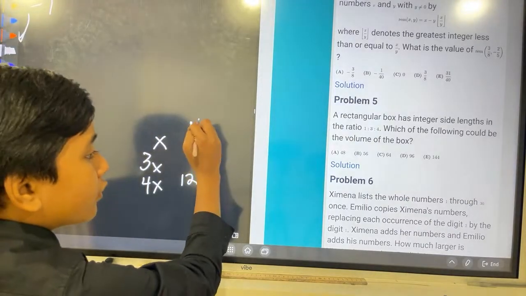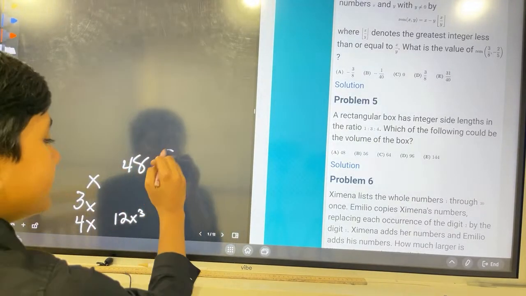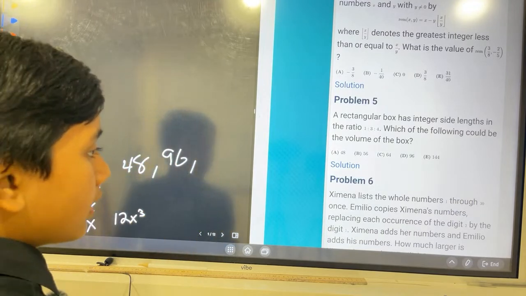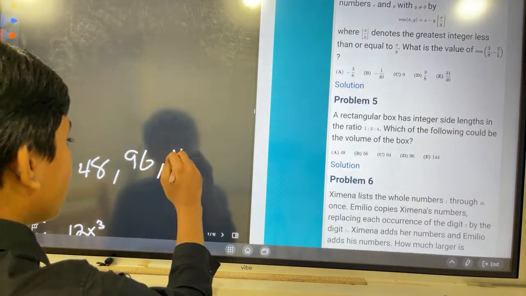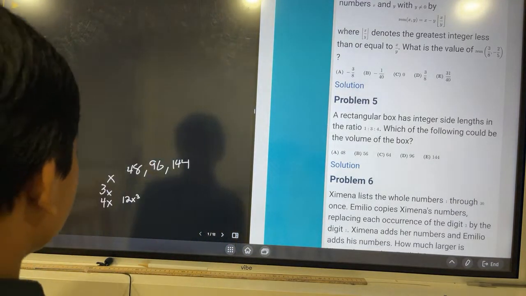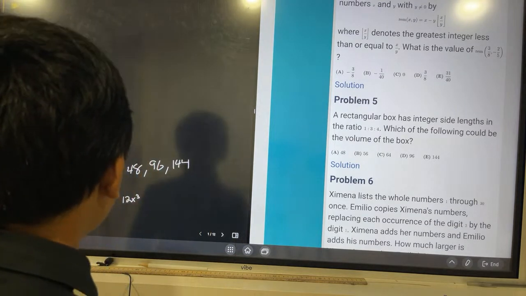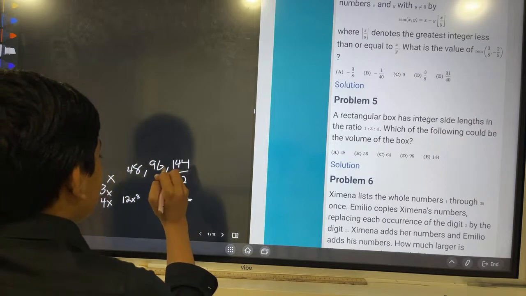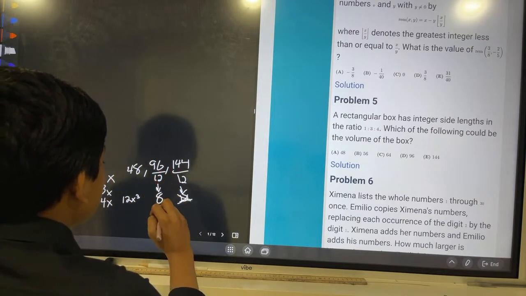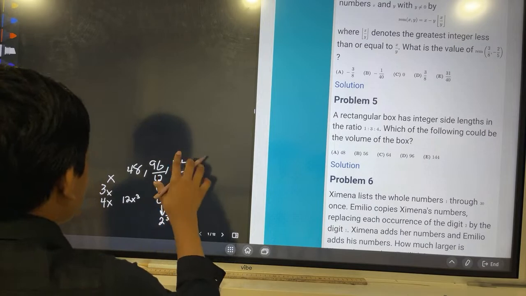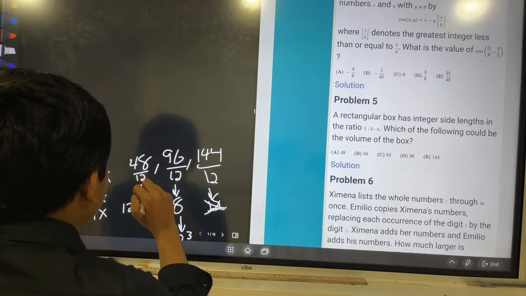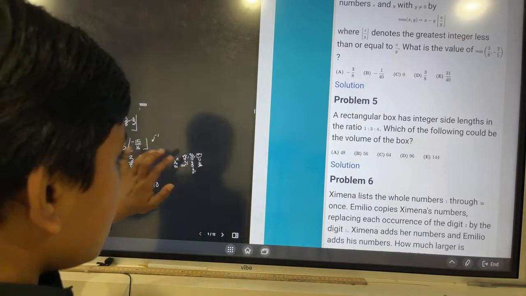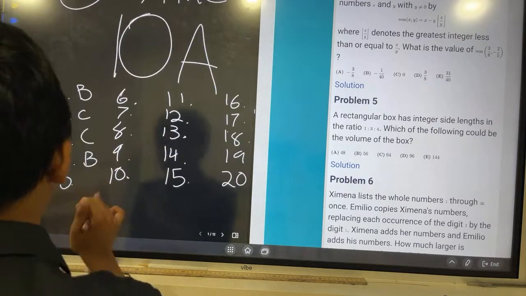So that leaves 48, 96, and 144. And then it's also going to be divisible by 12 to get a cube. 144 over 12 is 12. That doesn't work. 96 over 12 is 8, which is 2 cubed. And 48 over 12 is 4, which is not a cube. So 96 is the only possible answer.